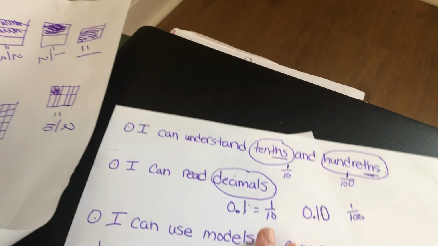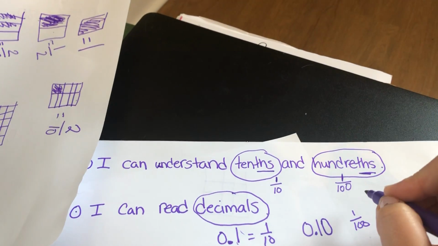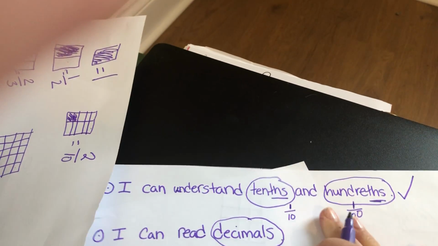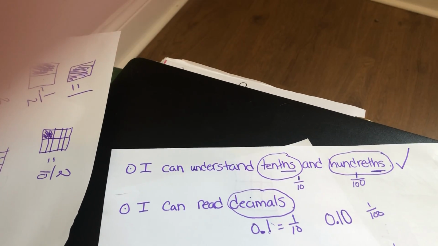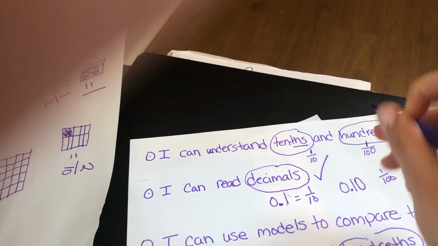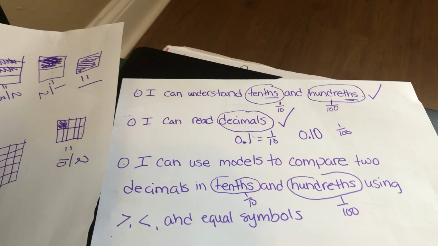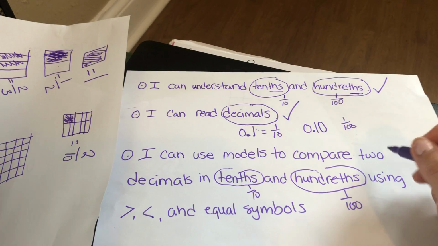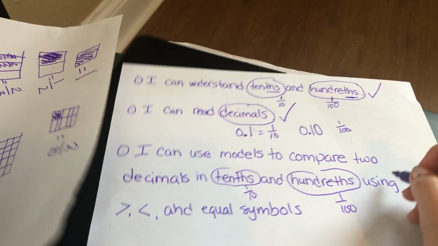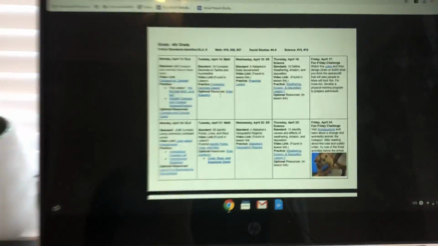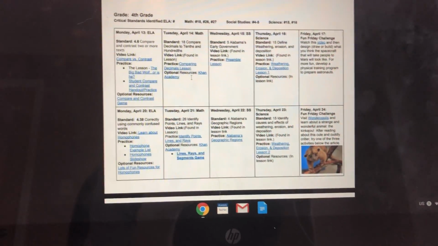Okay, so let's look at our learning targets. So I can understand tenths and hundredths. Ready? Check, check, double check. I can read decimals. Check, check, double check. I can use models to compare two decimals in tenths and hundredths using greater than, less than, or equal symbols. Check, check, double check.